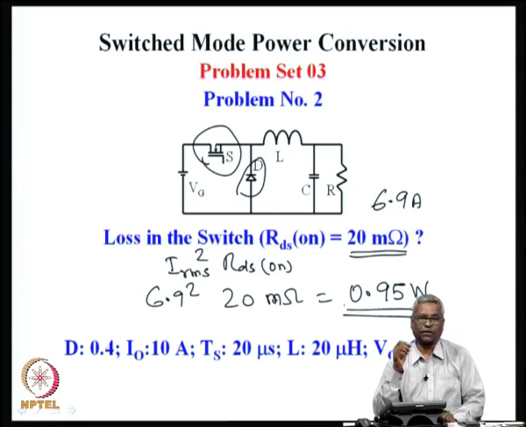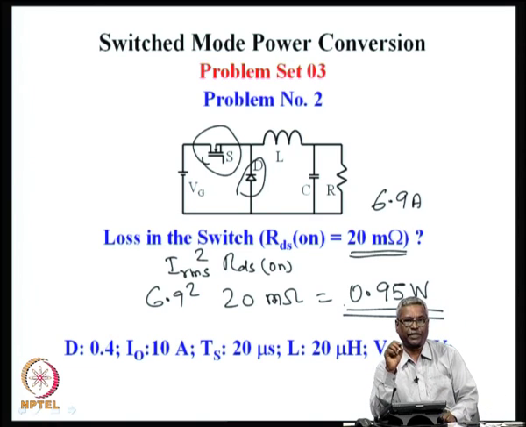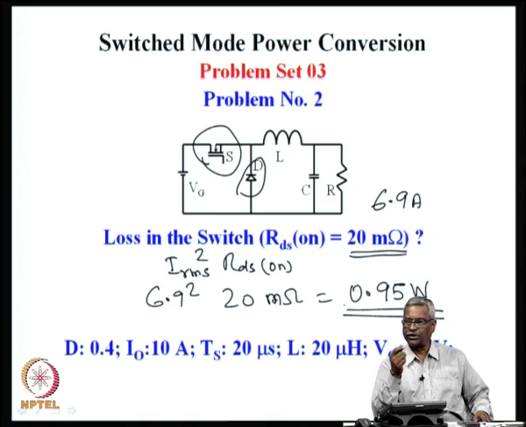So, in the first example we had assumed everything to be ideal, and under that circumstance, applying volt second balance, ampere second balance, voltage ripple, current ripple and so on, we evaluated the voltage conversion ratio, current conversion ratio, the value of the inductors, value of the capacitors and so on, all under the assumption that everything is ideal.